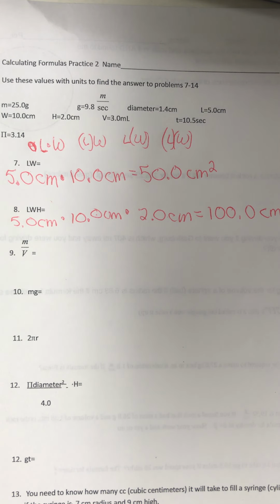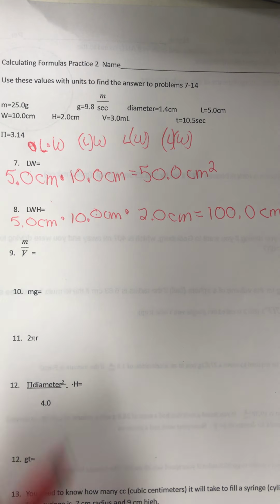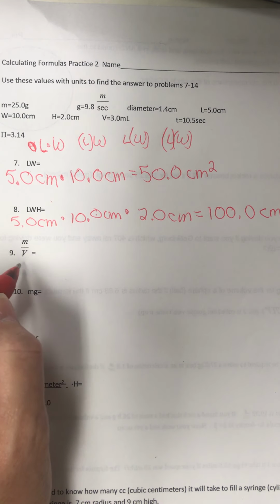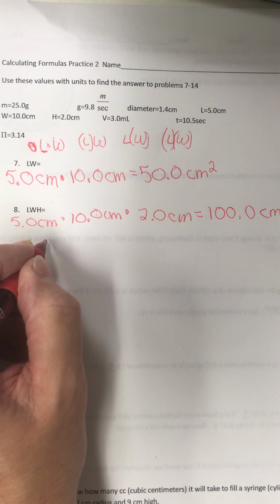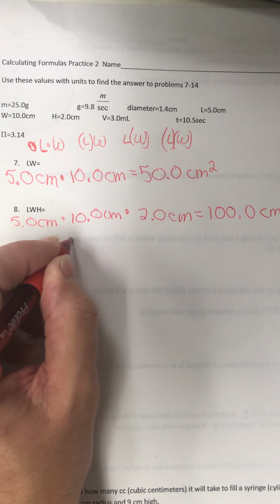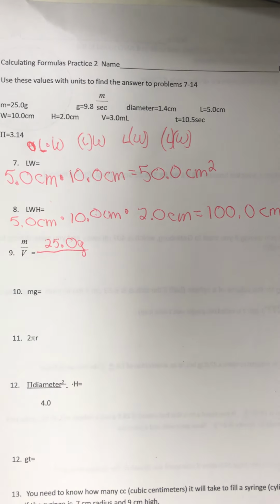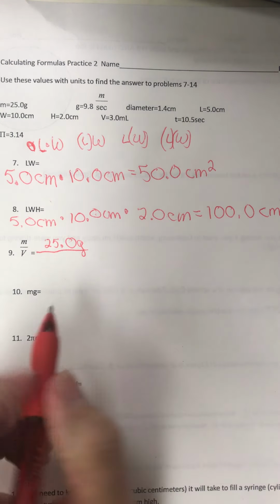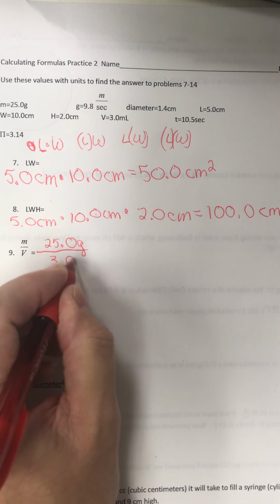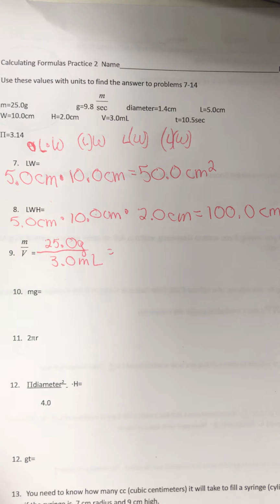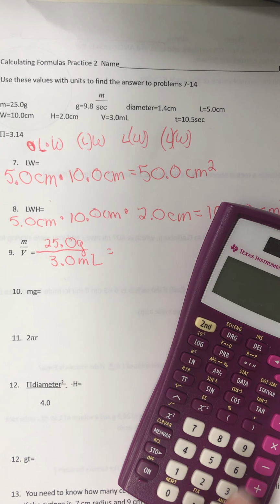The formula says to take mass and divide it by volume. And you're going to rewrite this formula just like it says. The formula says a fraction, so you're going to rewrite it as a fraction. On top of the fraction, you're going to put 25.0 grams. On the bottom of the fraction, you're going to put volume, which is 3.0 milliliters.